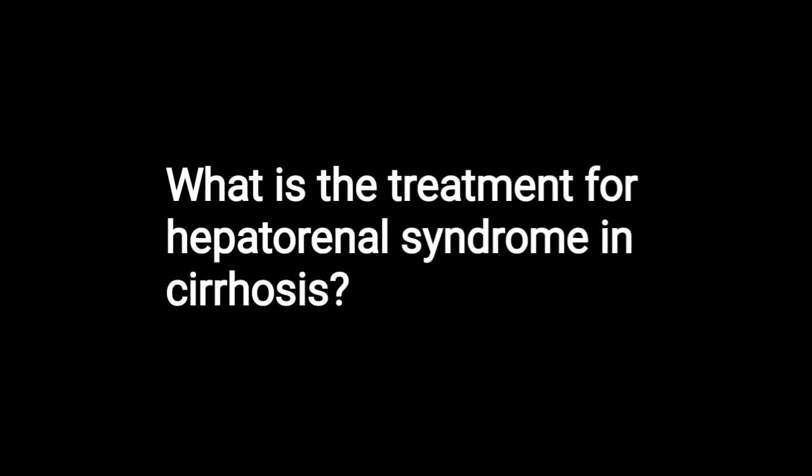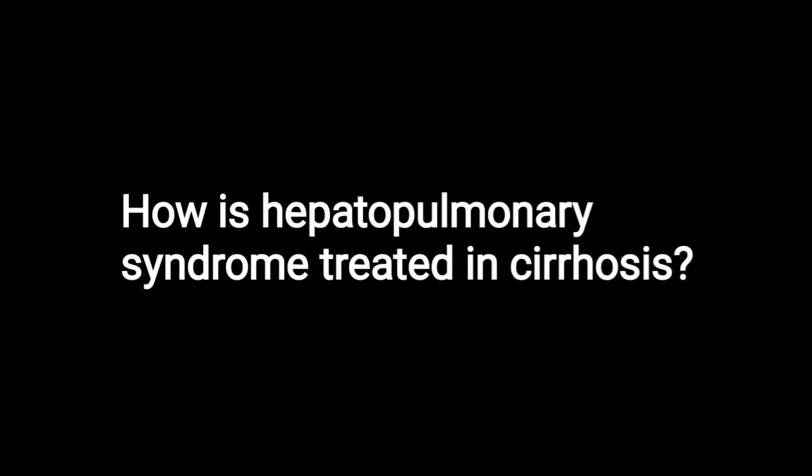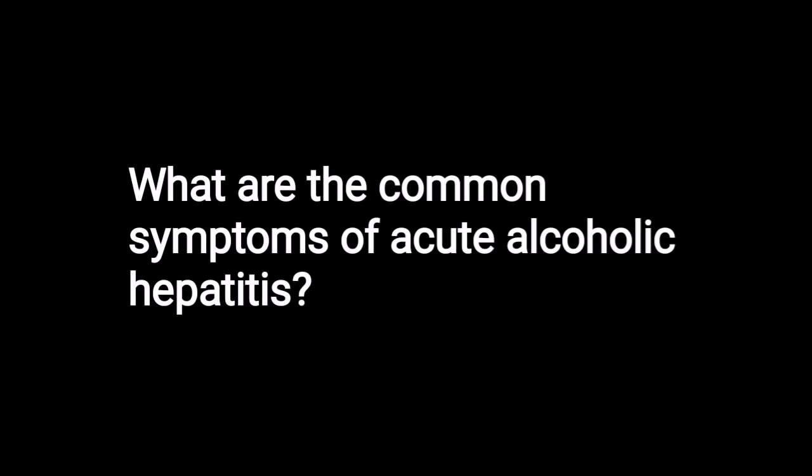398. What is the treatment for hepatorenal syndrome in cirrhosis? Somatostatin, octreotide, and midodrine are used to treat hepatorenal syndrome. 399. How is hepatopulmonary syndrome treated in cirrhosis? There is no specific therapy for hepatopulmonary syndrome. 400. What are the common symptoms of acute alcoholic hepatitis? Symptoms include jaundice, anorexia, weight loss, and right upper quadrant pain.